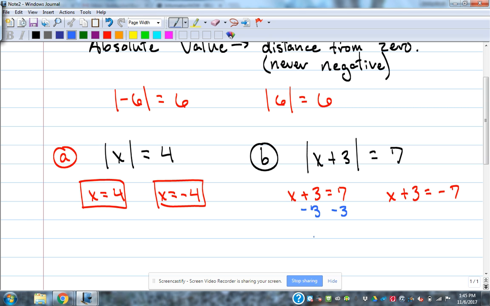Subtract 3. That one's +4. Subtract 3. That one's -10. Two different answers. If you plug +4 in here, 4 plus 3 is 7. What's the absolute value? 7. I plug in -10. -10 plus 3 is -7. What's the absolute value of -7? 7. Both of these are correct answers for that equation. You're going to get 2 answers on every one that has answers.